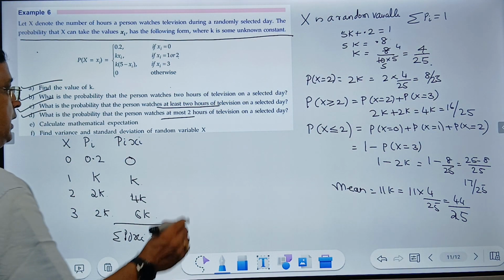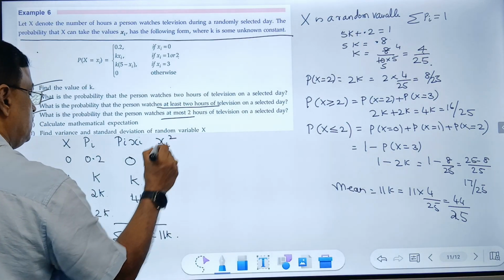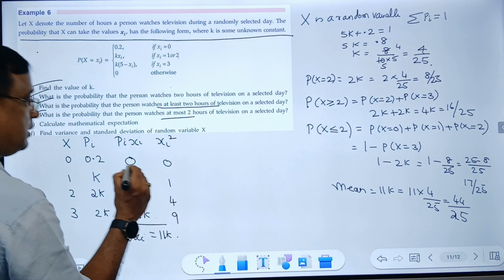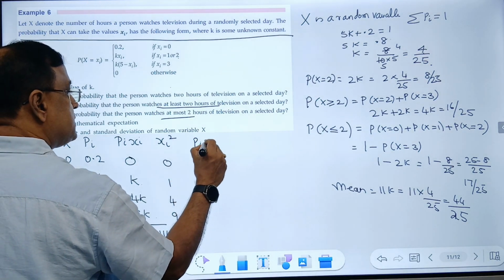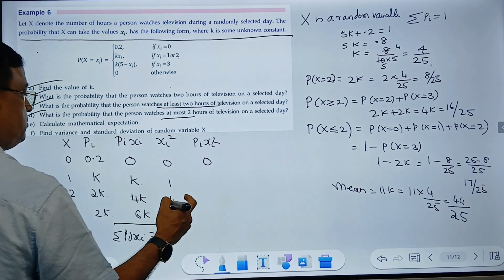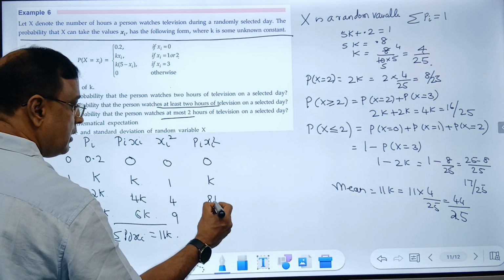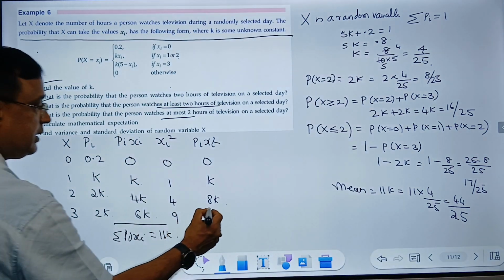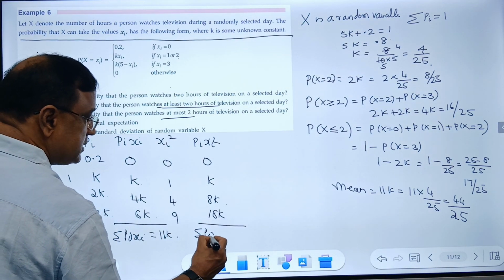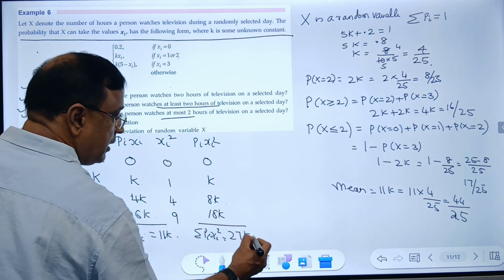Now finally, I have to find what? Variance. So I have to do xi square, which is 0, 1, 4, 9. Now what is pi xi square? 0, this will be k, right? This is 8k and this is 18k. So what is sigma pi xi square? This is 27k.